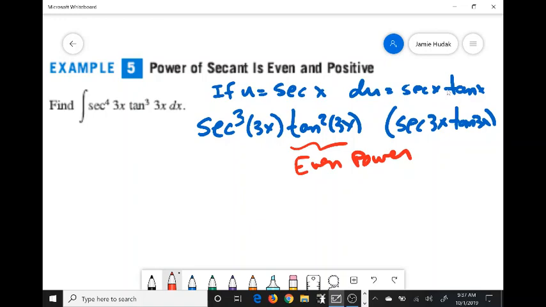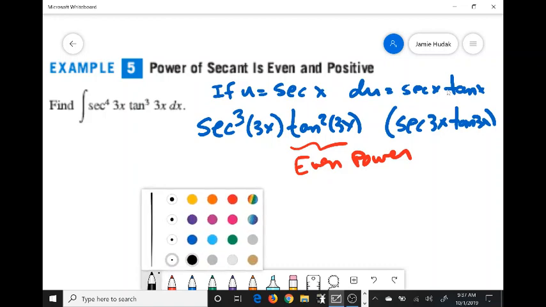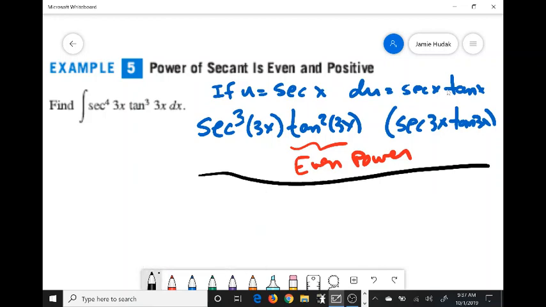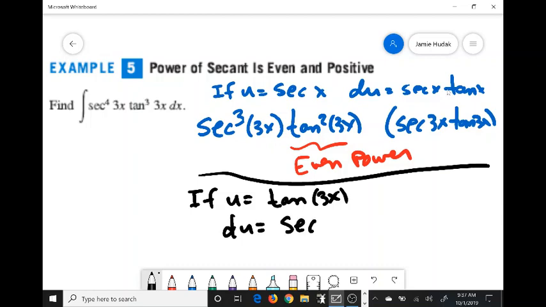Now, just for comparison, let's look at if we chose a different u. What if u were equal to tangent x? I should actually say tangent of 3x. Then du would be secant squared 3x. Chain rule gives us 3 dx.